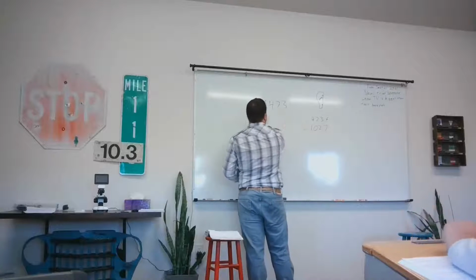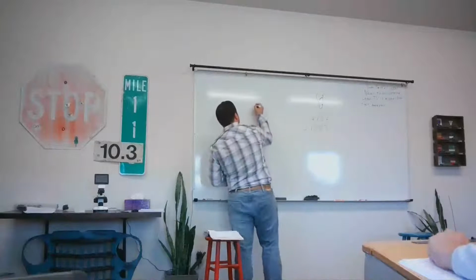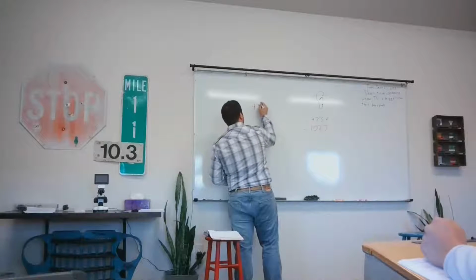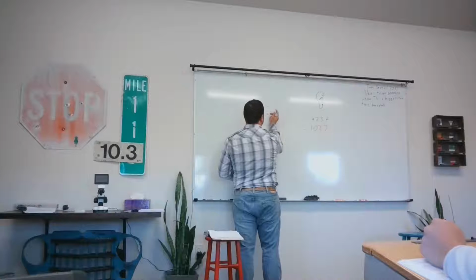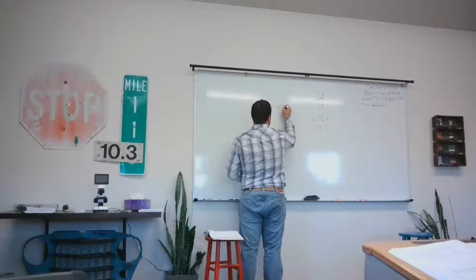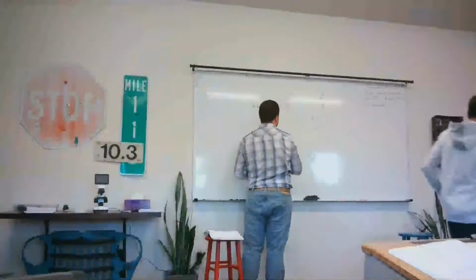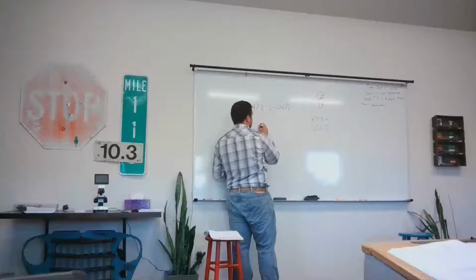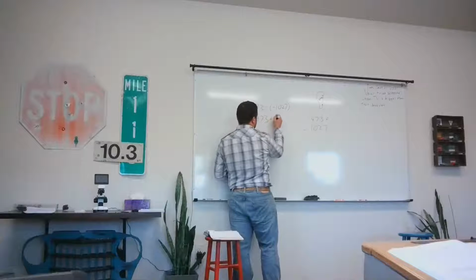So how would we write this out correctly? 473 minus negative 1,027. Right. Why don't you make it plus? Now you change it to addition, positive. Right. See, we had to find the difference between the two.